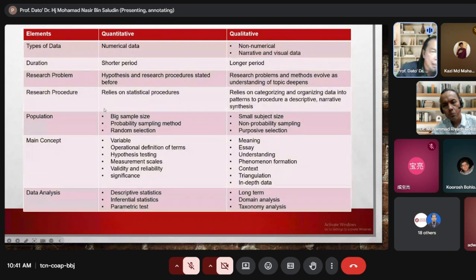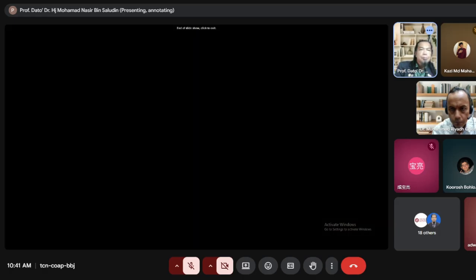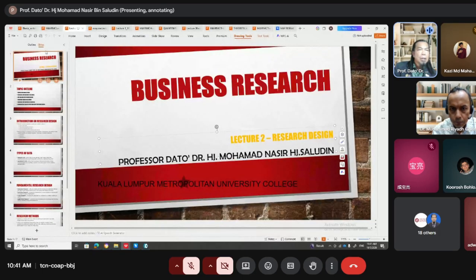Data analysis is very, very different. Quantitative uses descriptive statistics, inferential statistics, and parametric tests. But in qualitative, they have domain analysis, taxonomy analysis, and also thematic analysis.